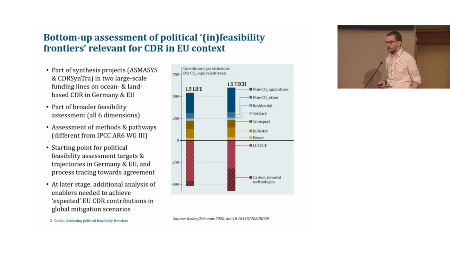So therefore, we think you need to do that not only on a certain actor level, maybe looking at certain methods or options, but also pathways of deployment, because scale and location obviously will matter. Our starting point is trajectories and targets in Germany and the EU, if we have them, or process tracing towards agreement about these trajectories. That in a way refers to the what question. I mean, we would need to decide feasibility of what exactly, either it's the targets or trajectories that governments set themselves, or, at a later stage, an analysis focusing on the expected contribution of the EU in the context of global mitigation scenarios.